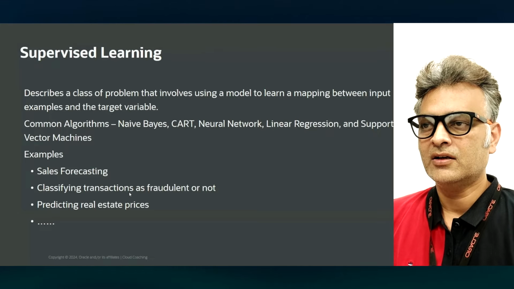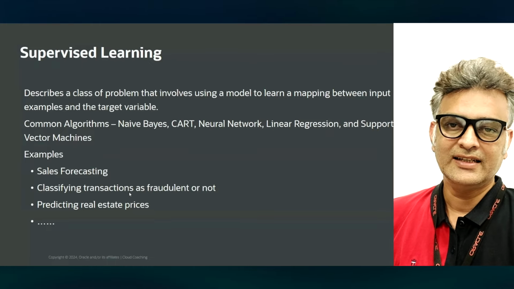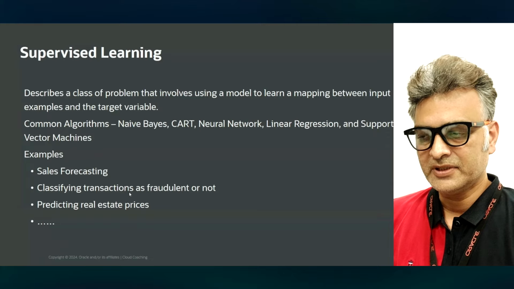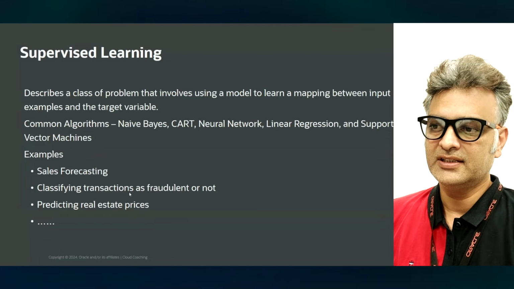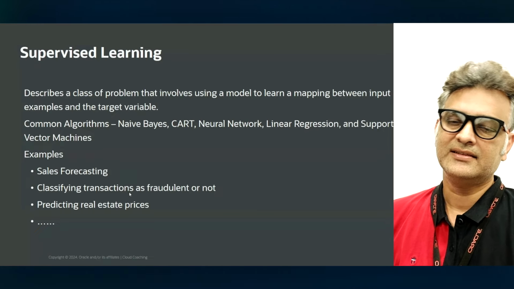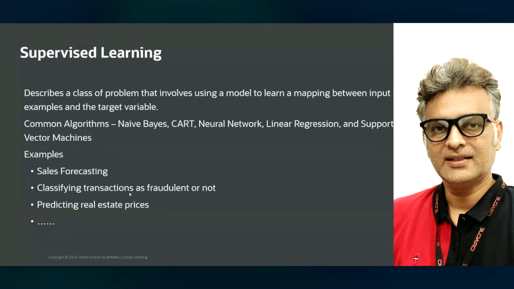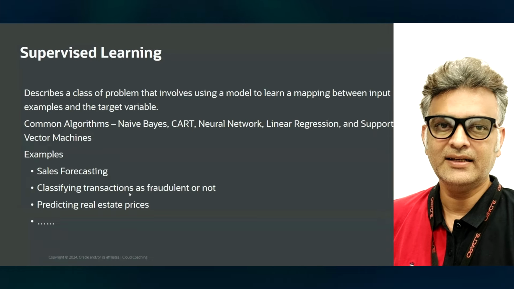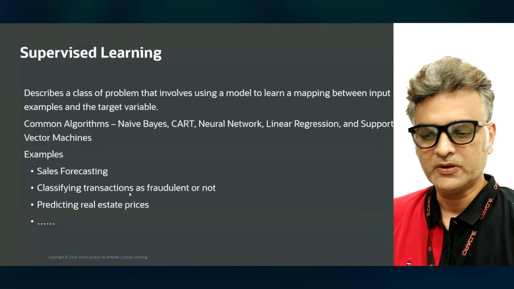Some of the common algorithms used for supervised learning are naive Bayes, CART, neural network, linear regression, and support vector machines. Some of the use cases or examples of where supervised learning is used is you want to do sales forecasting, you want to classify transactions as fraudulent or not, or you want to predict real estate prices based on certain attributes that you have in the data set, right? So all these can be classified or come under the category of supervised learning.